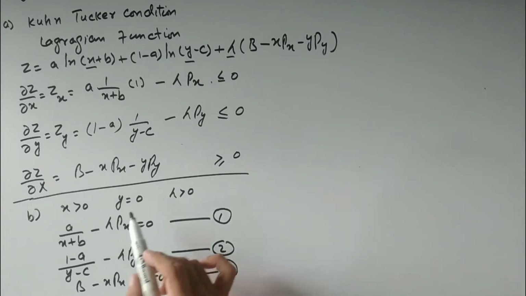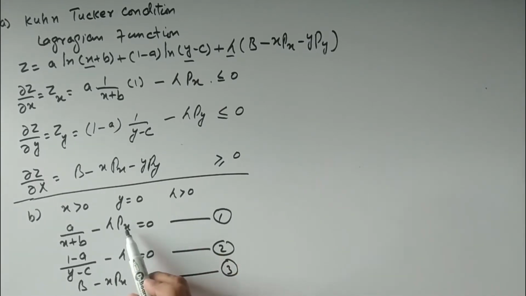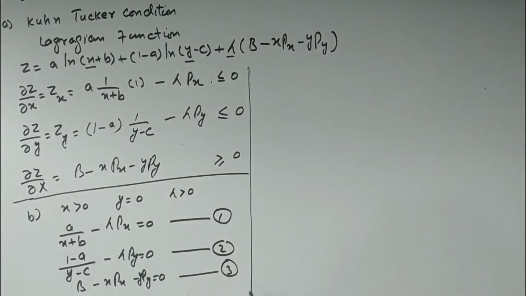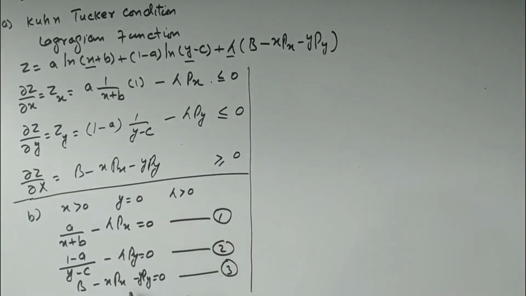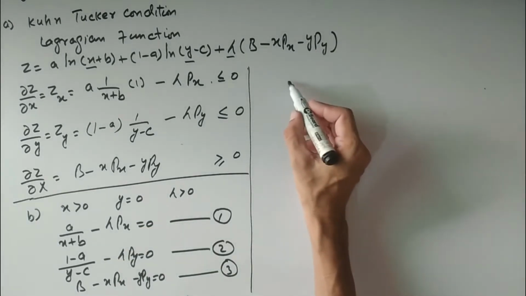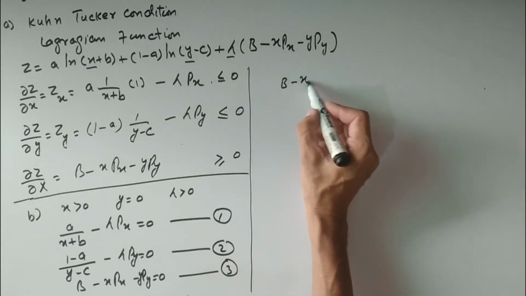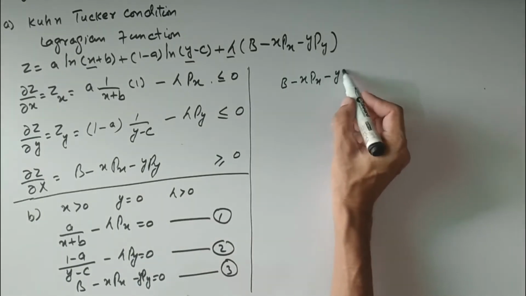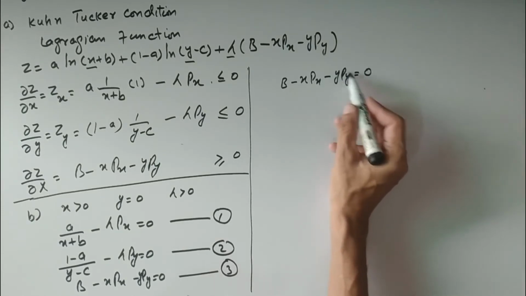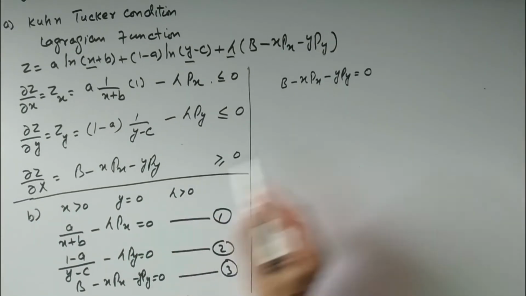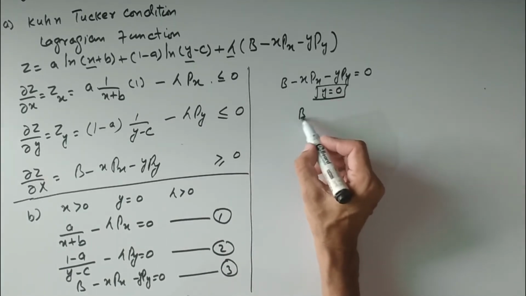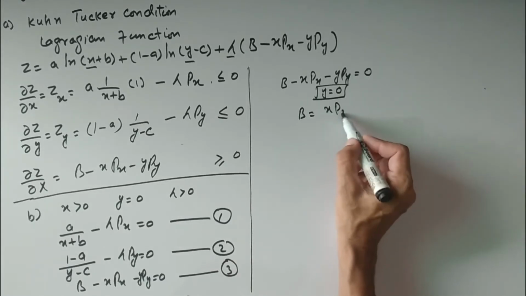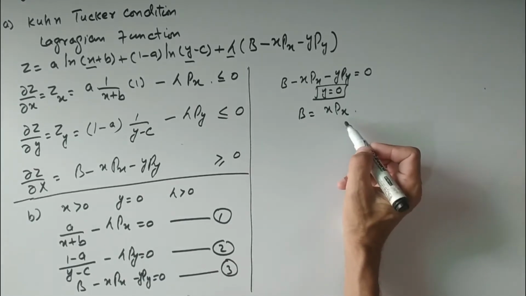Now we have to find the values of x, y and lambda. First of all, I can put y equal to 0 in the third equation. So I can write b minus x px minus y py equal to 0. The y term will be 0 when I put y equal to 0. So this will be b equal to x into px.